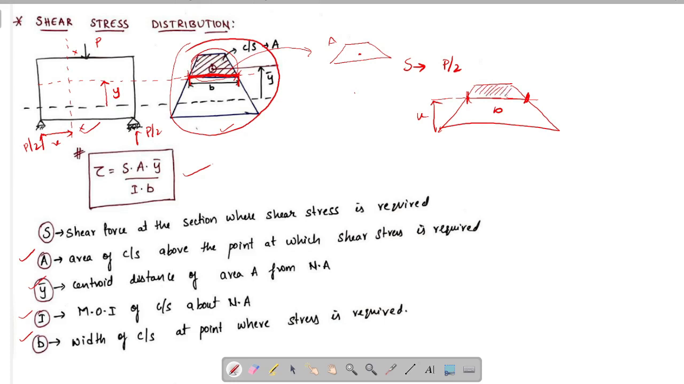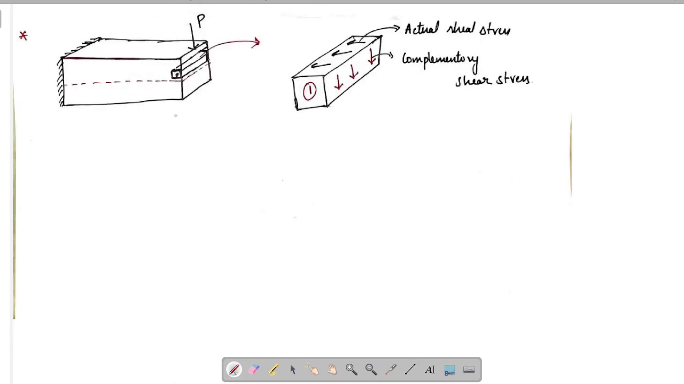section above the point where we are supposed to find the shear stress, y bar is distance from the neutral axis to the centroid of the area, I is moment of inertia of the whole cross section, B is width of the cross section, like where we need to find the shear stress. So, we have seen how to find the shear stress at a particular distance from the neutral axis.